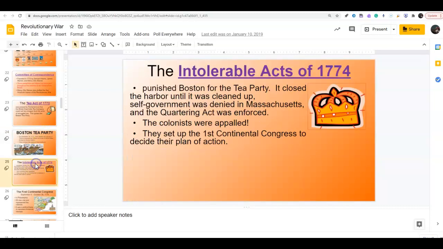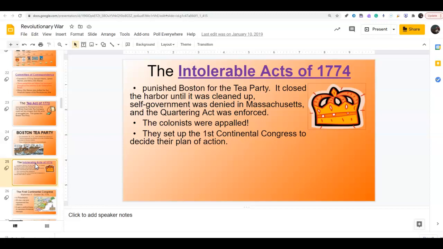All right, that forces Britain's hand to pass something called the Intolerable Acts. And all this does is basically ground Boston. All right, so if you've been grounded before, it's the same type of thing here. You're not allowed out of your room until you do certain stuff. Well, Boston wasn't allowed to conduct business until they cleaned up the harbor.